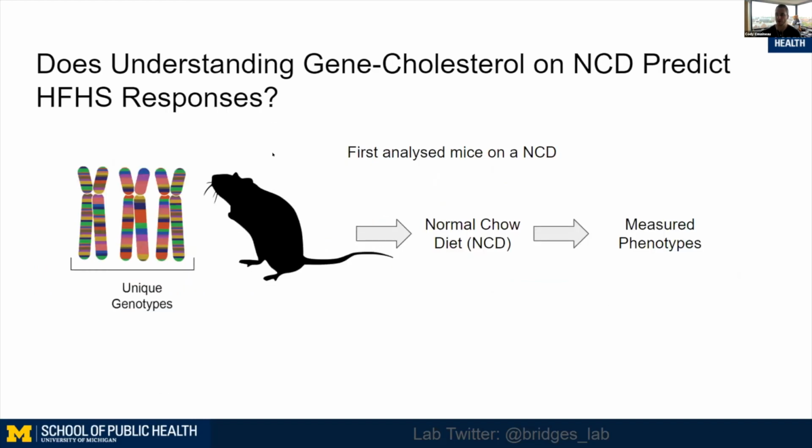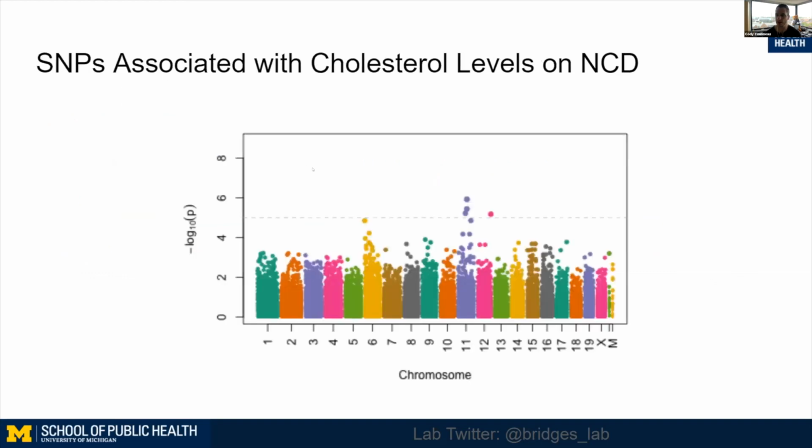Our main question we wanted to explore was, does understanding gene cholesterol on normal chow diet predict high-fat, high-sucrose diet response? So to start, we first analyzed DO mice who were on a normal chow diet. Here's the Manhattan plot that we generated after performing mixed linear modeling. We observed several peaks around chromosomes 6, 11, and 12, and identified 6 SNPs that reached suggestive significance. Of these SNPs, 4 were associated with a general increase in cholesterol, 2 with a general decrease in cholesterol.